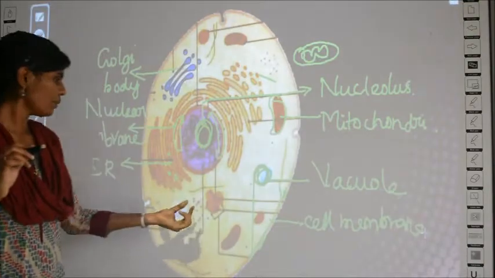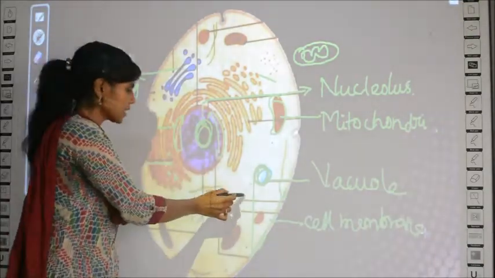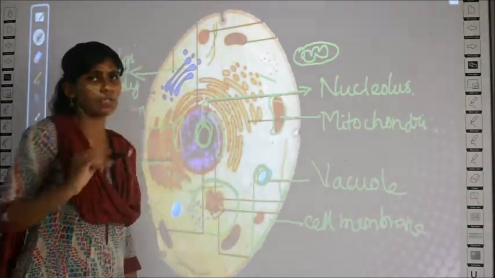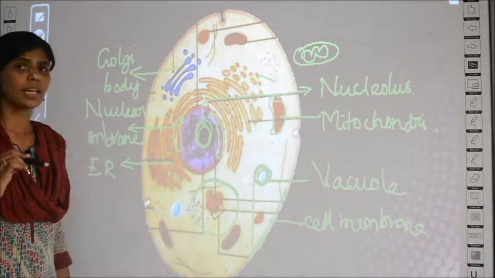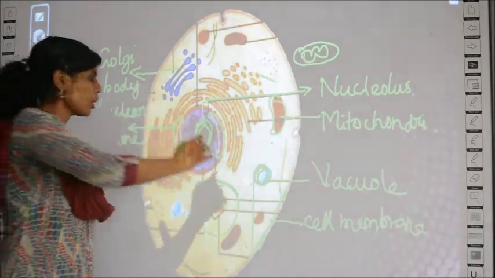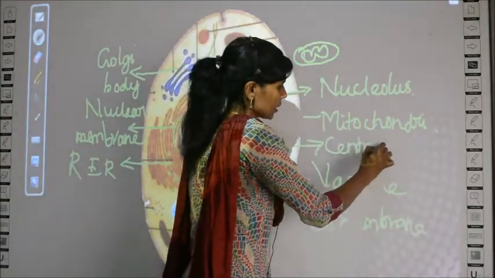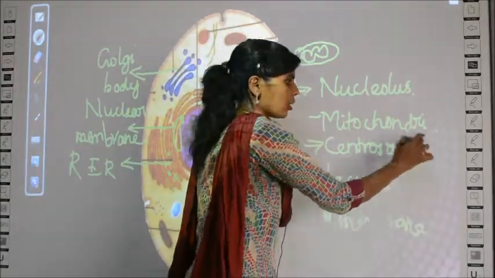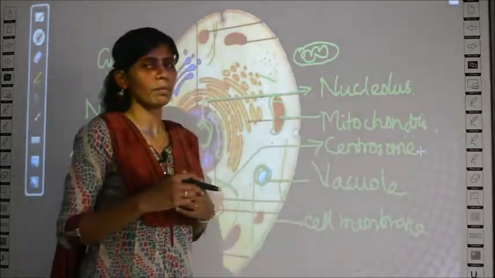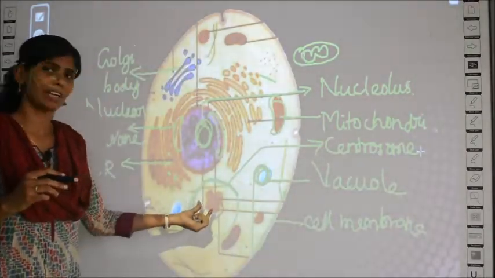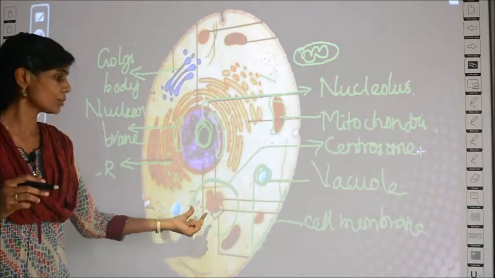Okay. You have one extra structure in an animal cell. This structure is called centrosome. What is it called? Centrosome. The functions of every organelle you will be learning in the upcoming classes. Just you should know to identify. How will you identify a centrosome?